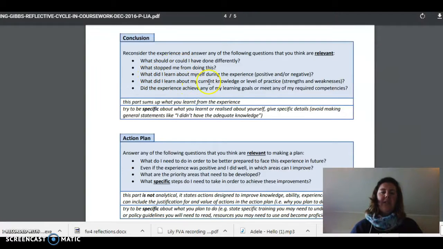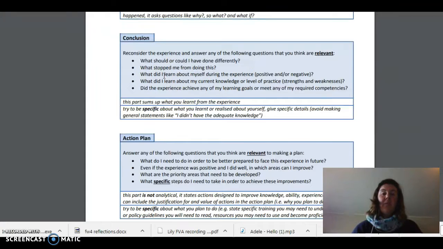Then you've got the conclusion. So this is where you're stating your learning. You're looking at what you could have done differently, what did you learn about yourself, what's your current knowledge, what's your strengths and weaknesses in this area.